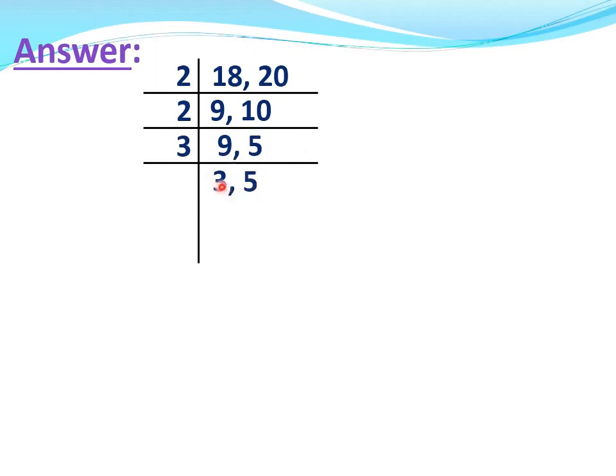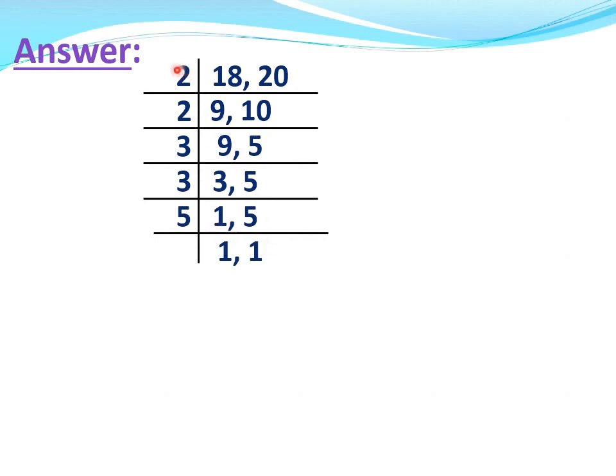Now factorize 3 and 5. See, 3 is divisible by 3 and 5 is not divisible by 3. Write here 3. 3 multiply 1 equals 3. This 5 is not divisible by 3, so write 5 as it is. Now factorize 5. This 5 is divisible by 5. Write here 5. See, 5 multiply 1 equals 5.